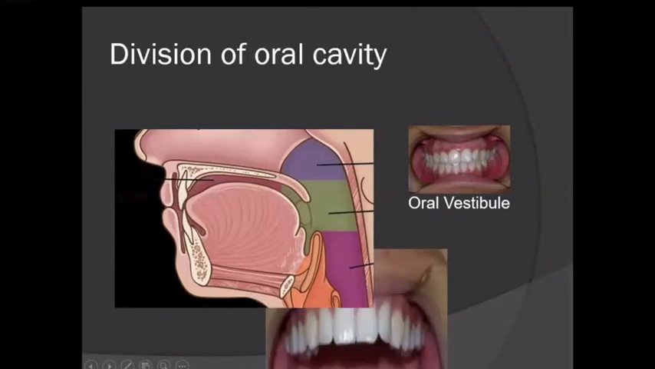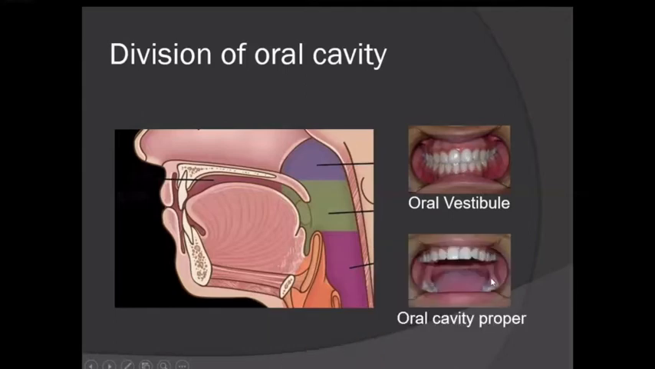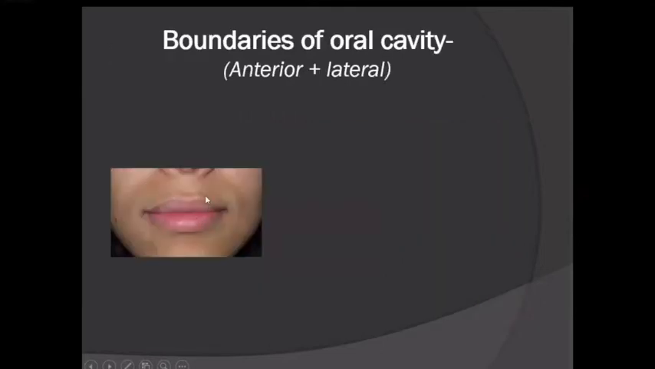Now, once you have opened the teeth, you can see the oral cavity from here. So this is the vestibule and this is the oral cavity proper. I'll explain the boundaries in a little more detail now. Lips anteriorly close it, and cheeks laterally.